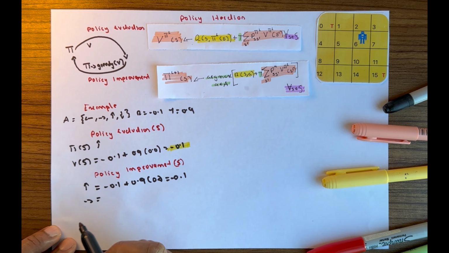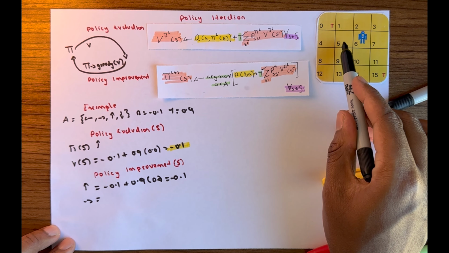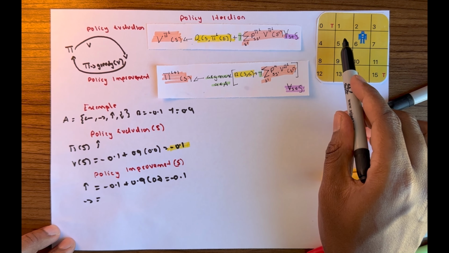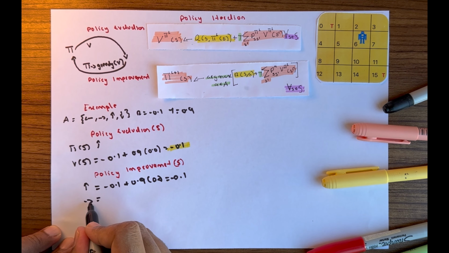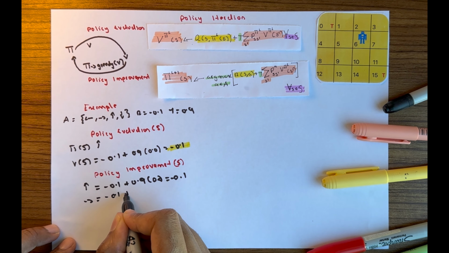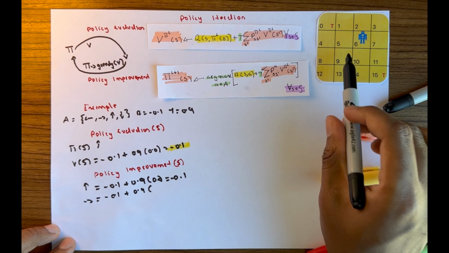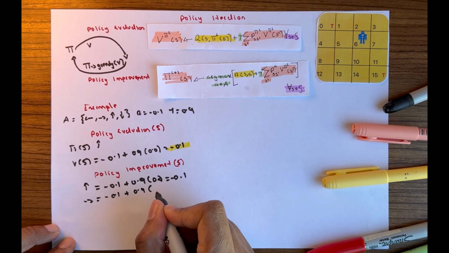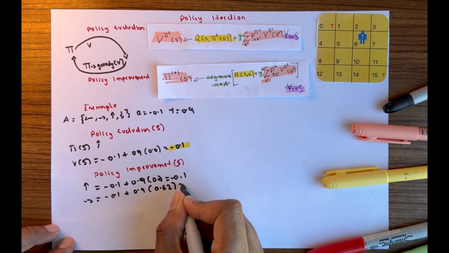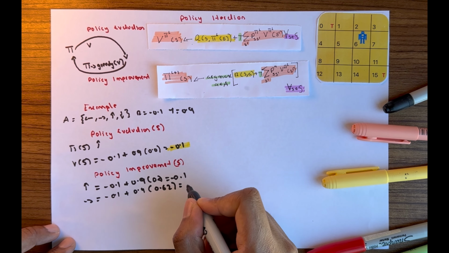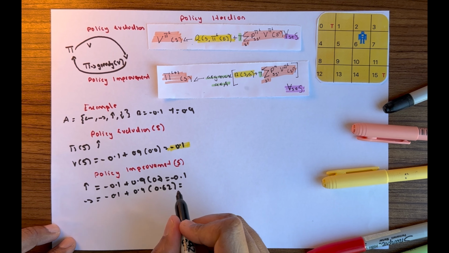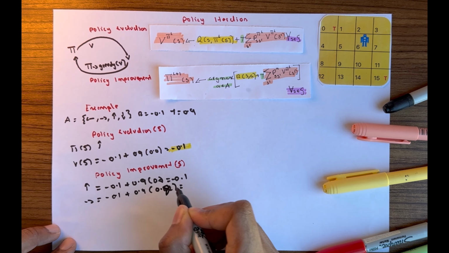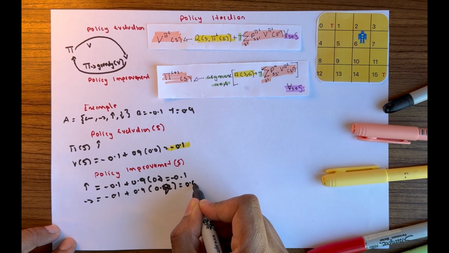From state 5, it can also go right to state 6. Imagine the agent is currently in state 5. Here in the diagram it looks like it is in state 6, no, it is actually in state 5. Sorry for that. For right, it is minus 0.1 plus 0.9 times the value of state 6. Sorry, I mixed it up. Let's say the value of state 6 is 0.8, and you do this, you're going to get 0.62.